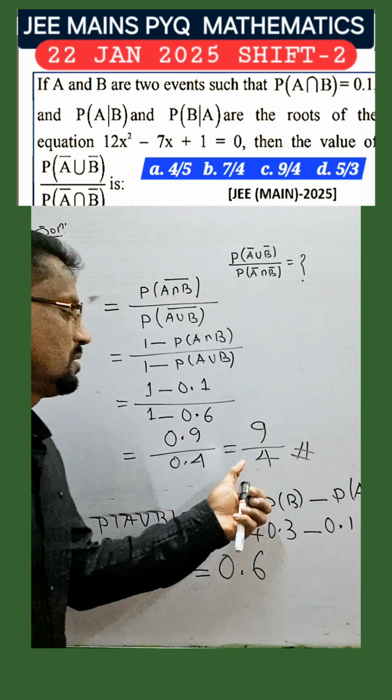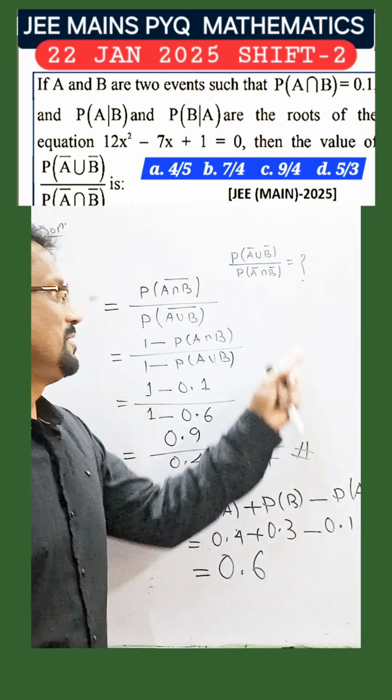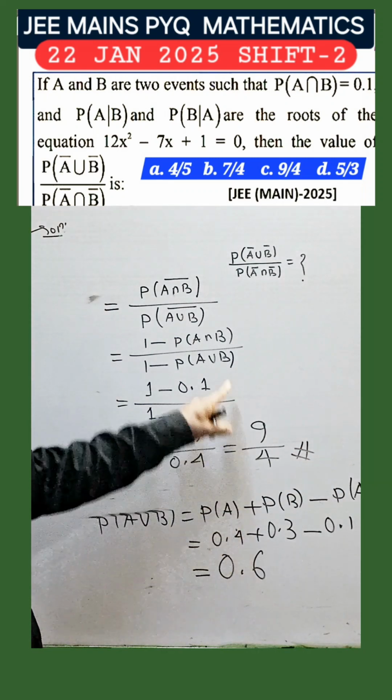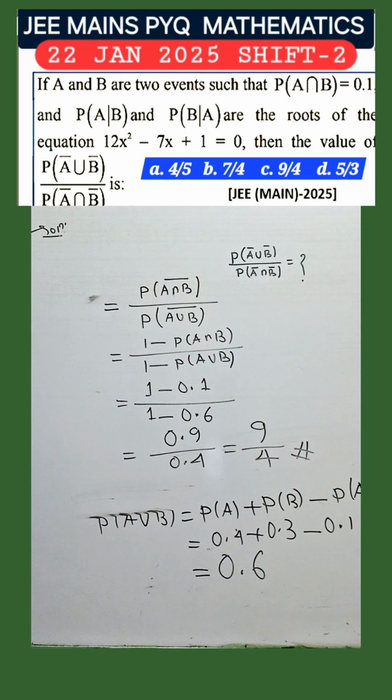Don't get confused that 9 by 4 cannot be a probability. It is not the probability of any event, just the value of a ratio. That is 9 by 4, the option is there. 9 by 4 is the correct option.